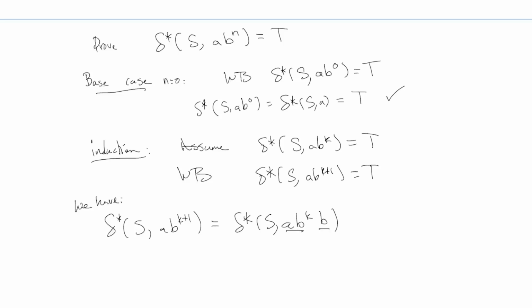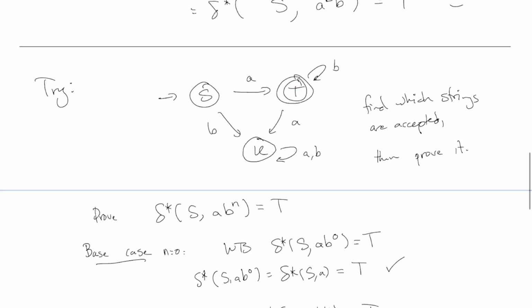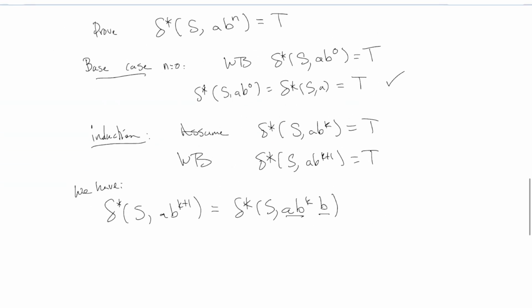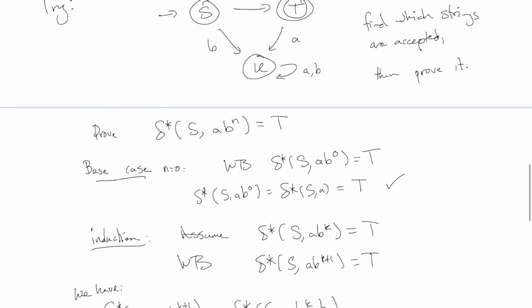So first of all, you have to state formally what you're going to show, which everybody ended up saying something like this. I used S and T for the names of those two states. Actually, I called this U, but you never have to mention U in order to prove this. The base case, as usual, is simple. A times B to the 0 is the same as A, and then delta star of S and A is just, looking at the picture, T.